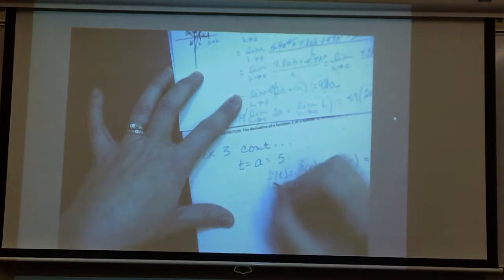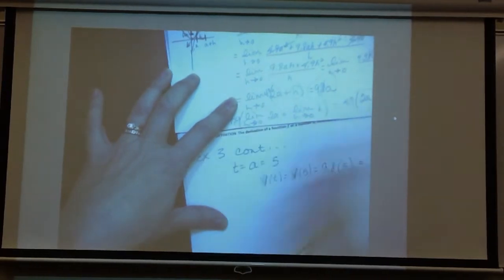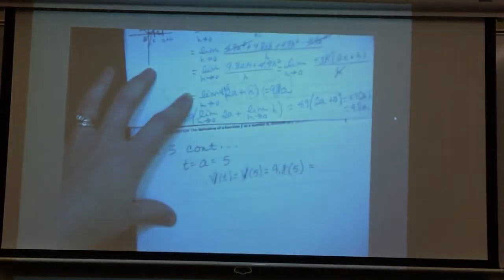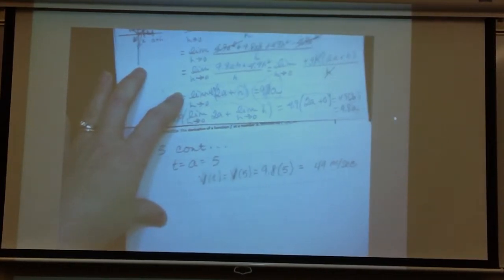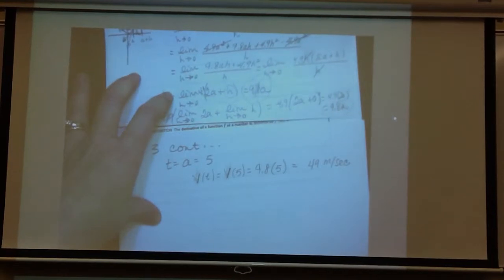Can you scoot it over a little? Equals 49 meters per second. That's the velocity of that ball at 5 seconds. 5 seconds after we let it go. That's the instantaneous velocity.